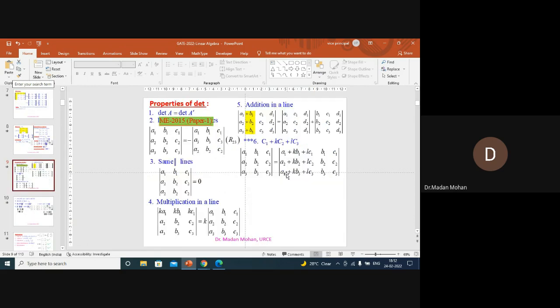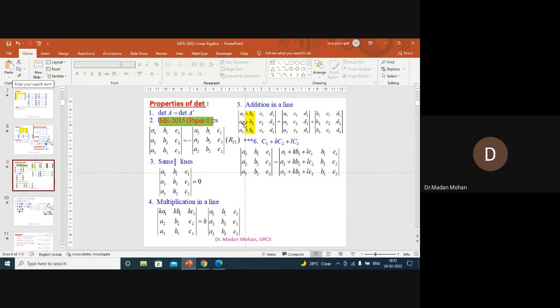Next, determinant properties. Det A equal to det A transpose. If you interchange any two rows or columns, we put a minus sign. If you get two same lines, parallel lines, both rows equal or both columns equal, the determinant is 0. If a row or column is a multiple of k, you can take k common. From any row or column, you can take k common like this.